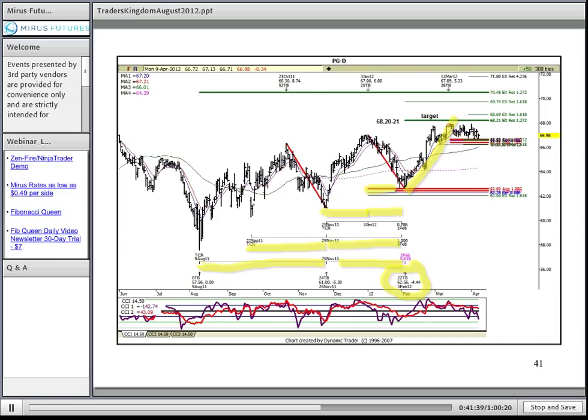And this is not a big buck setup, but we did see the 1272 extension, or just short of it. We had a nice little rally in PG off of both this timing and these price parameters.